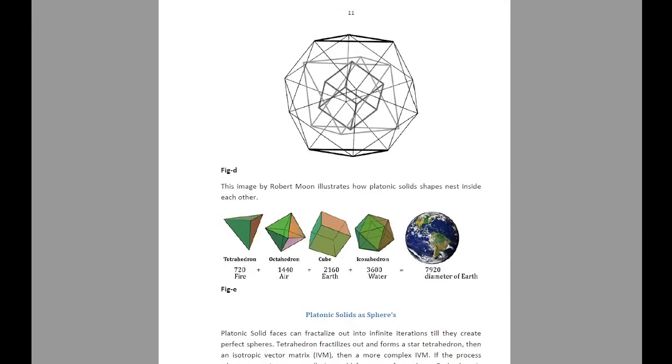Fig D. This image by Robert Moon illustrates how Platonic solids shapes nest inside each other. Fig E. Platonic solids series. Platonic solid faces can fractalize out into infinite iterations till they create perfect spheres. Tetrahedron fractalizes out and forms the star tetrahedron, then an isotropic vector matrix (IVM), then a more complex IVM. If the process were to continue, eventually it would form a perfect sphere.